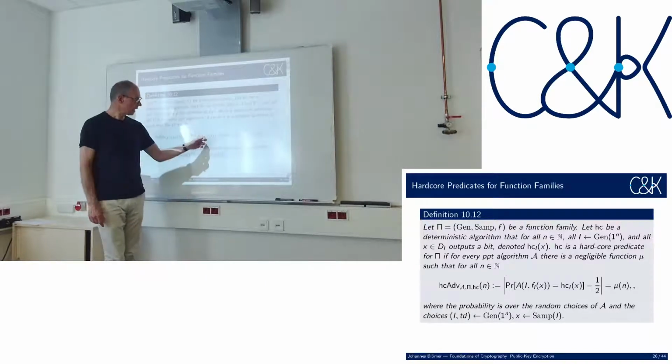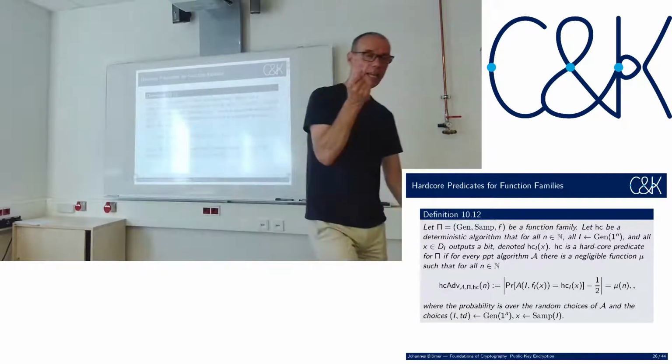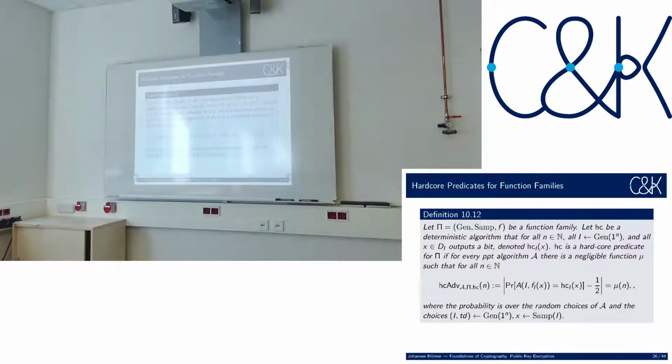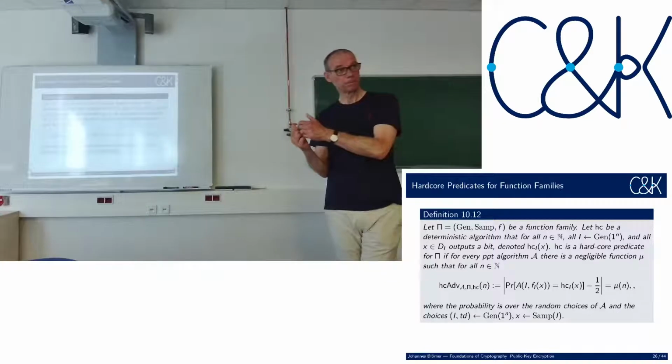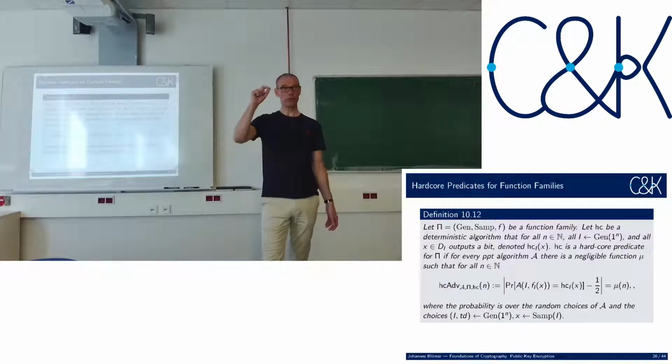So what does that mean? A does not get x itself. It only gets the image of x under my function F_I. But it has to predict the hardcore bit of x itself. So I give you the image, but you have to predict the hardcore predicate on the pre-image. So in the RSA setting, I give you x to the e, but you have to predict some predicate on x.